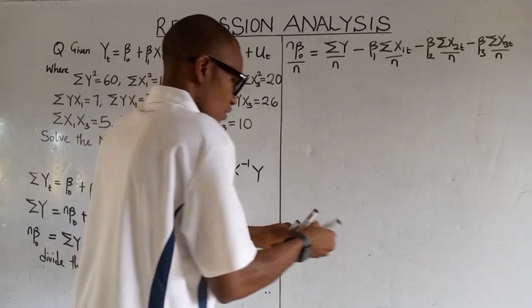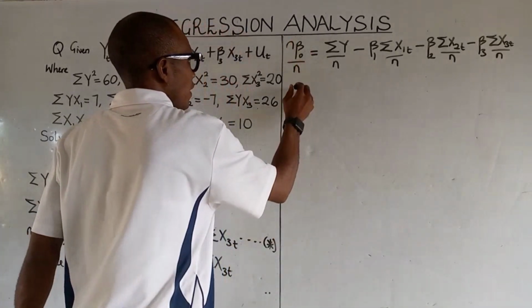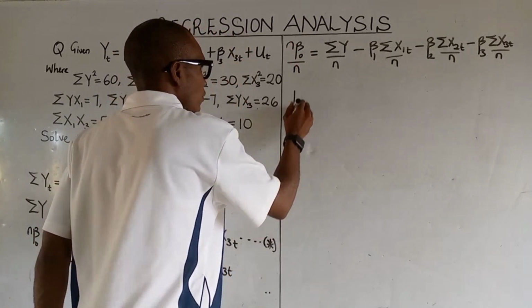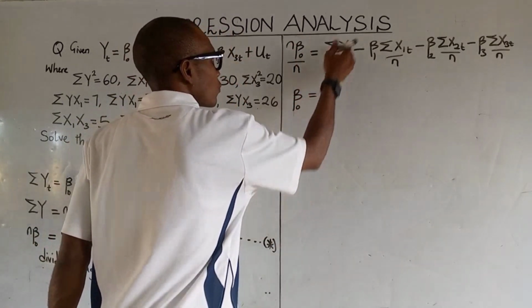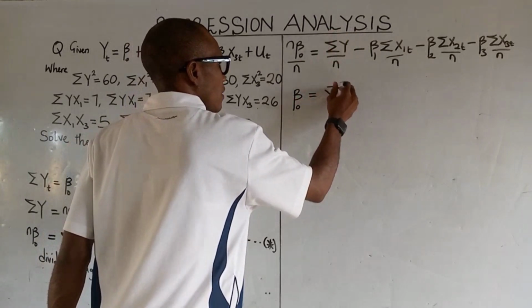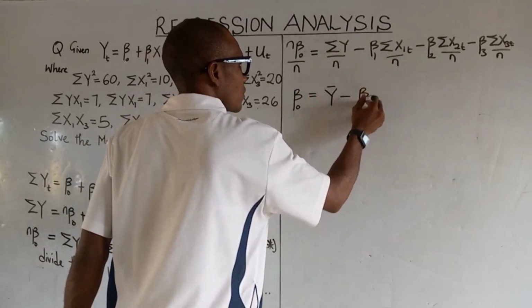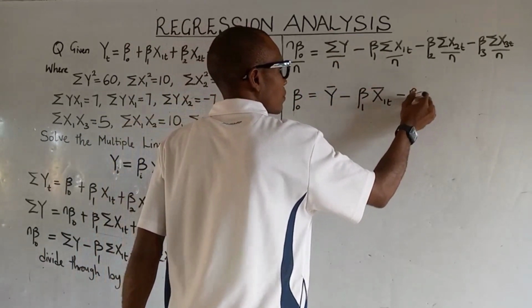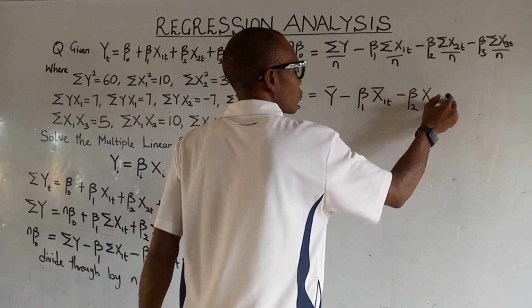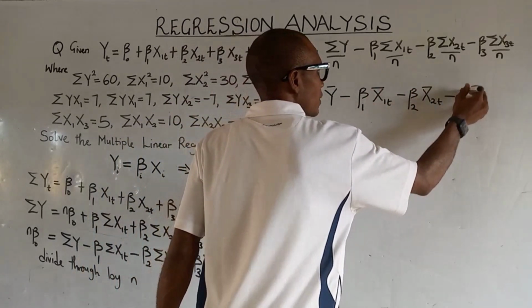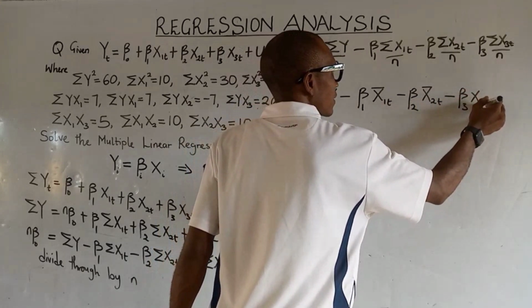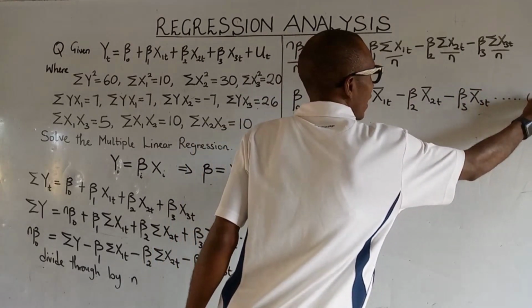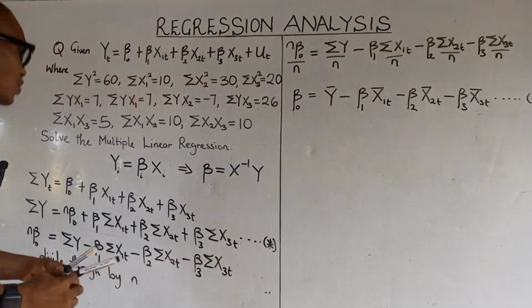So, of course, n will go over here. We'll have b naught equal to, this will give us the mean of y, minus b1 times the mean of x1t, minus b2 times the mean of x2t, minus b3 times the mean of x3t. We can also take this as our equation one. So that is what it will give you.